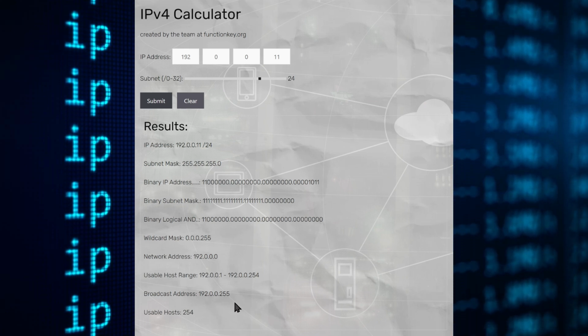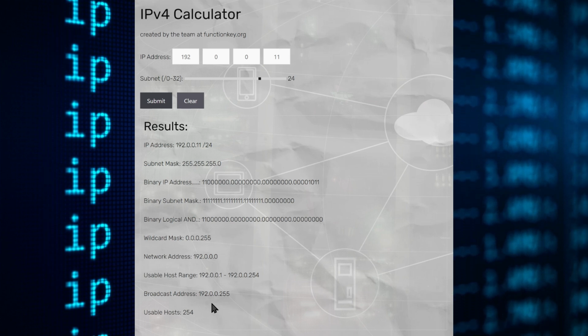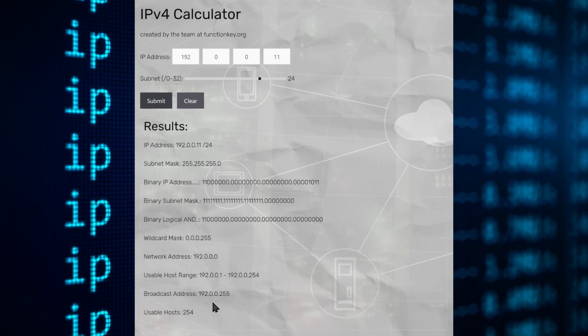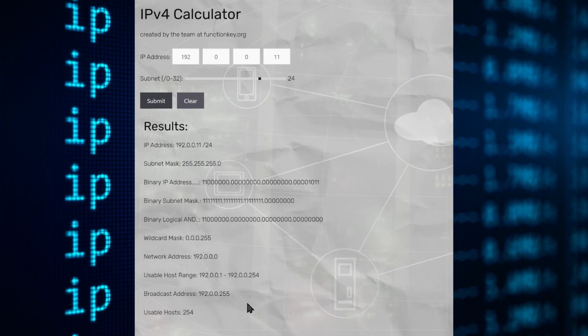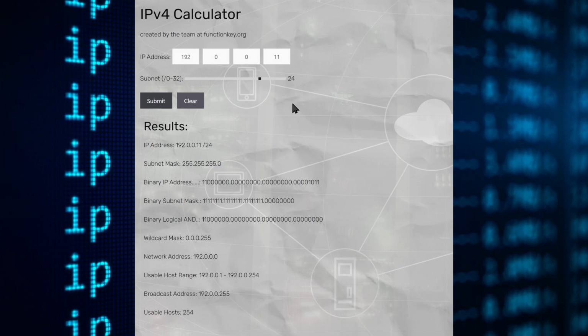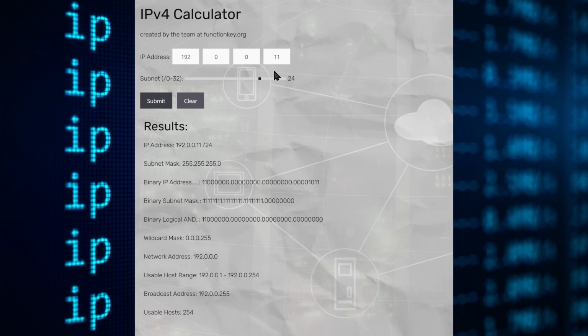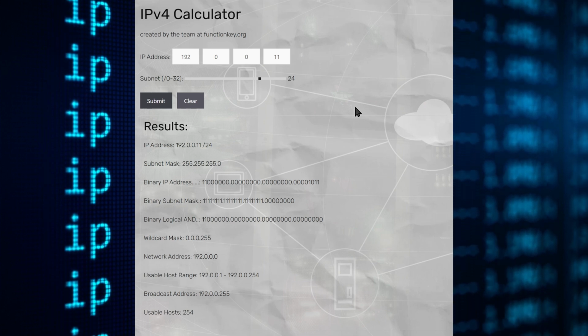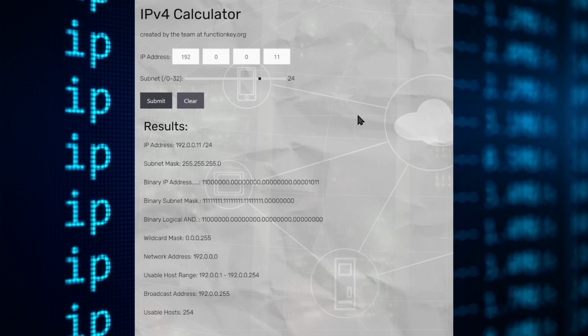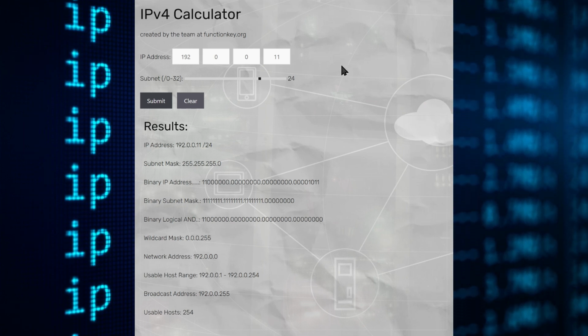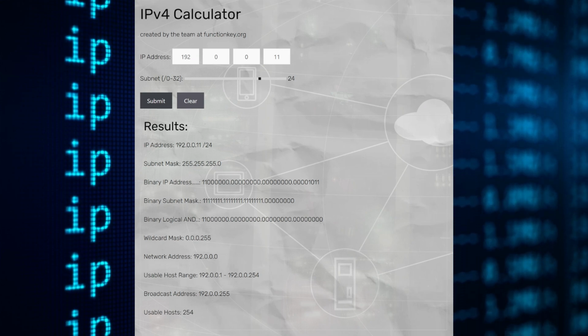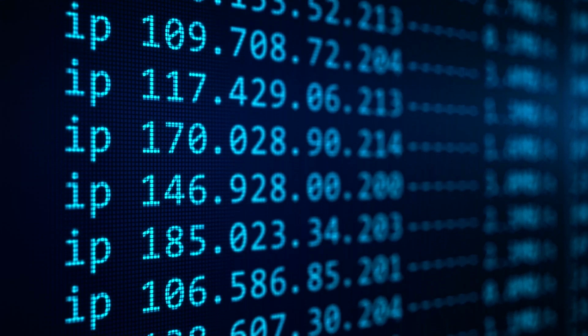In summary, the IP address 192.0.0.11 is a Class C IP address that identifies a specific host within the network 192.0.0.0/24. It follows the typical structure and characteristics of Class C addresses, providing a small number of usable IP addresses for smaller networks.